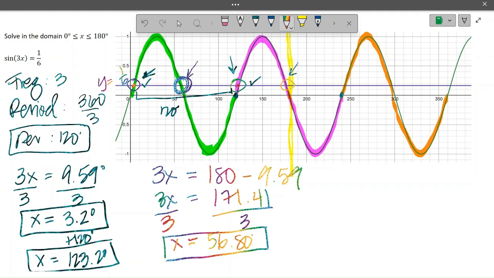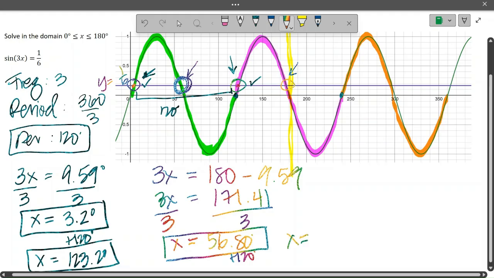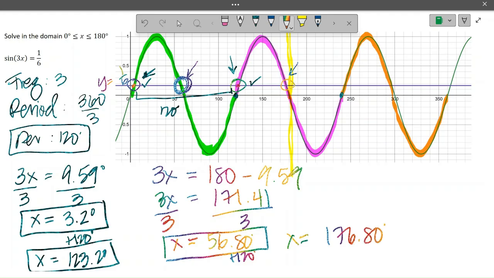All right, once again, I can add or subtract 120 degrees. If I subtract 120 degrees from 56.8, I'm outside of our domain. But if I add 120 degrees, I'm going to be just inside of our domain. So I'm going to end up with x equals 176.8 degrees. And that's this value right here. So once again, the distance between these 2 points is exactly 120 degrees, and that's what the period is telling us.